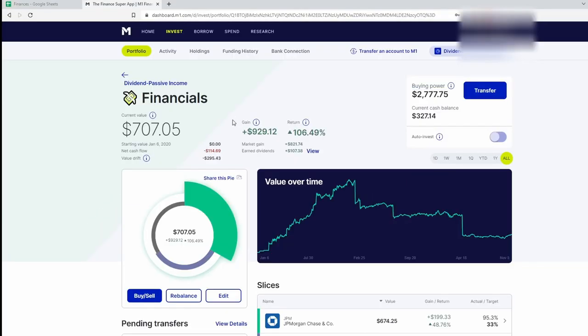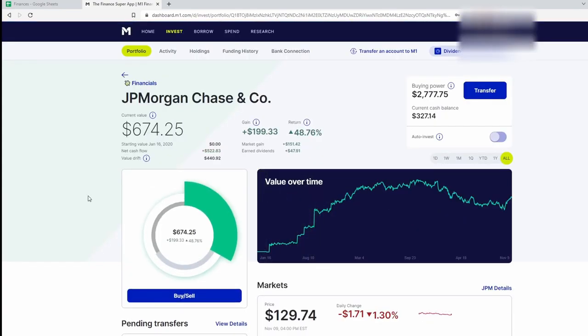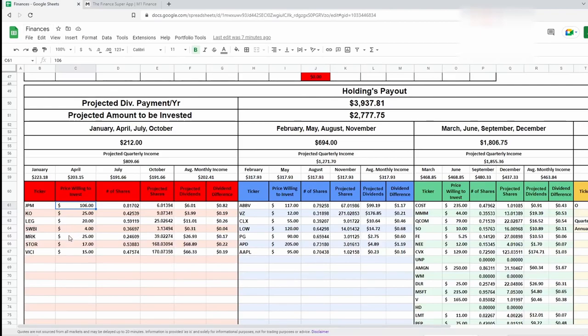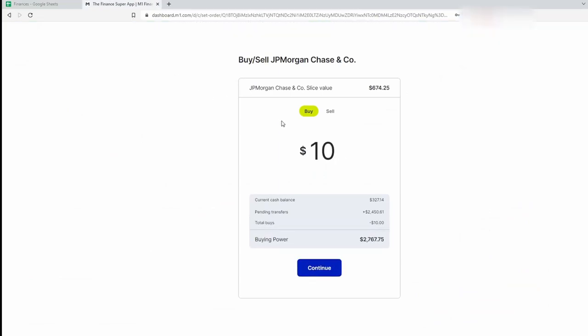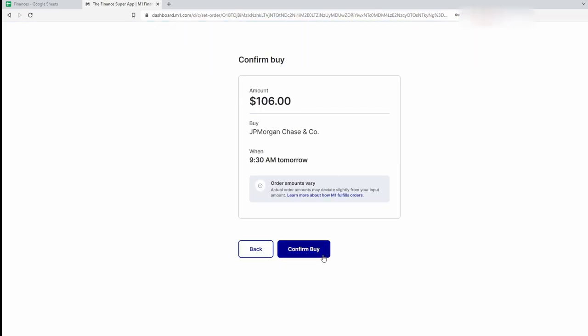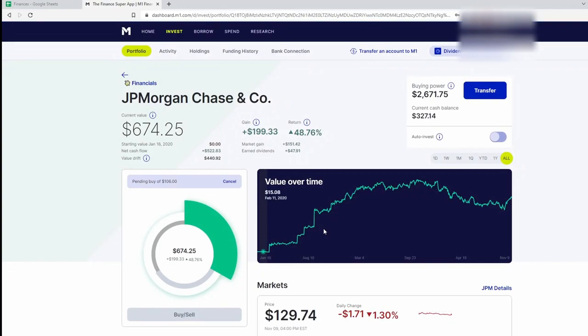So coming over here to the financial sector, guys, we got JPM over here, and I would actually like to buy. The thing that it said on my spreadsheet was $106 would get me close to 6 shares. So let's input right here $106. Let's continue with that. Confirm the buy. Perfect. And we're done with that one.